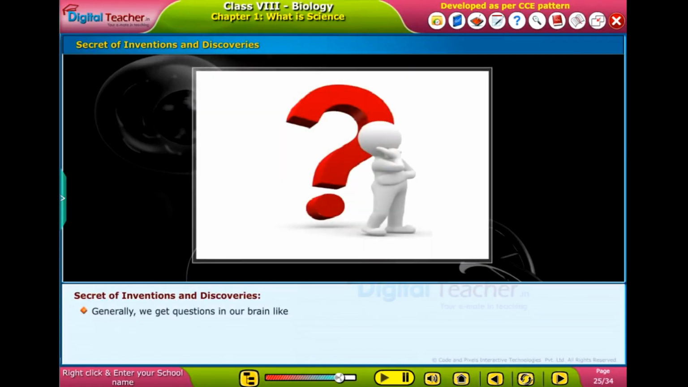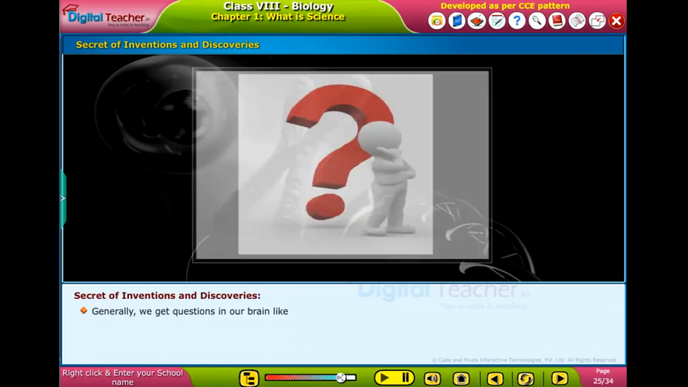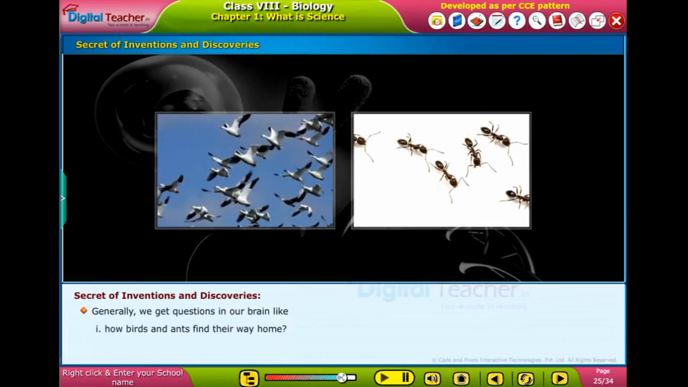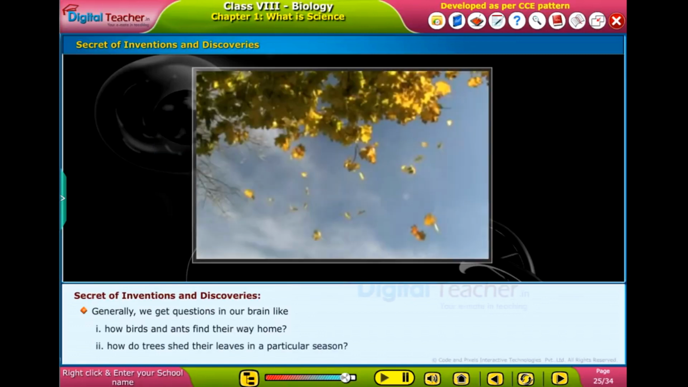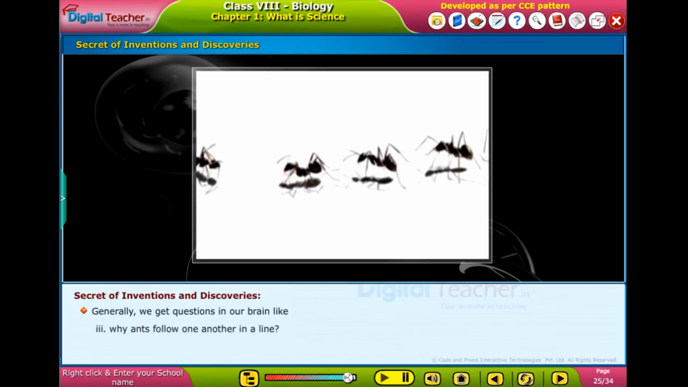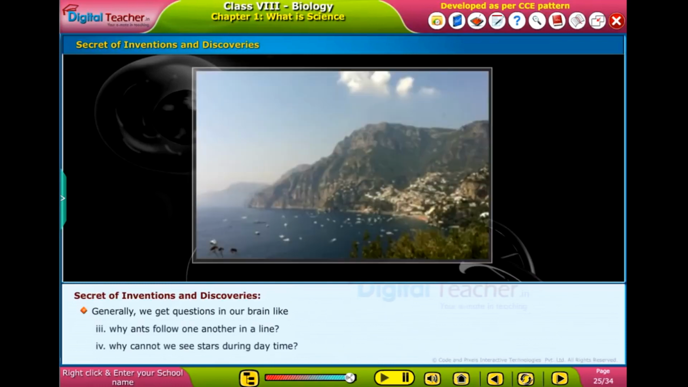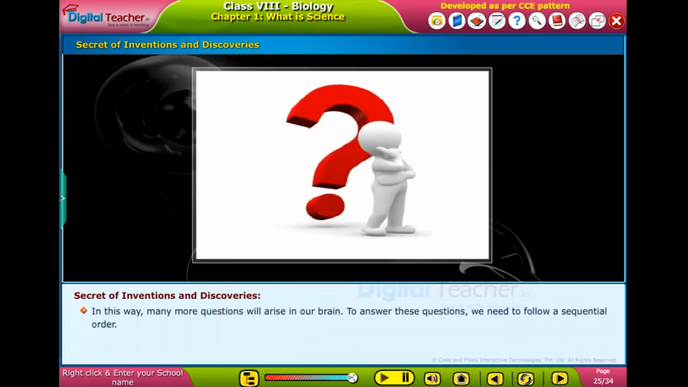Generally, we get questions in our brain like, how do birds and ants find their way home? How do trees shed their leaves in a particular season? Why do ants follow one another in a line? Why can we not see stars during daytime? In this way, many more questions will arise in our brain. To answer these questions, we need to follow a sequential order.